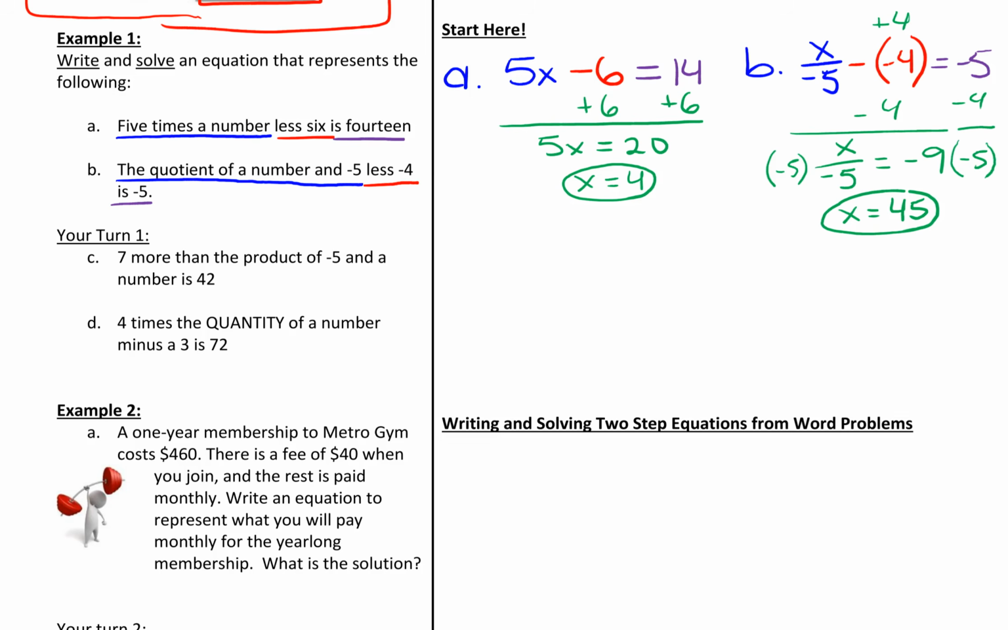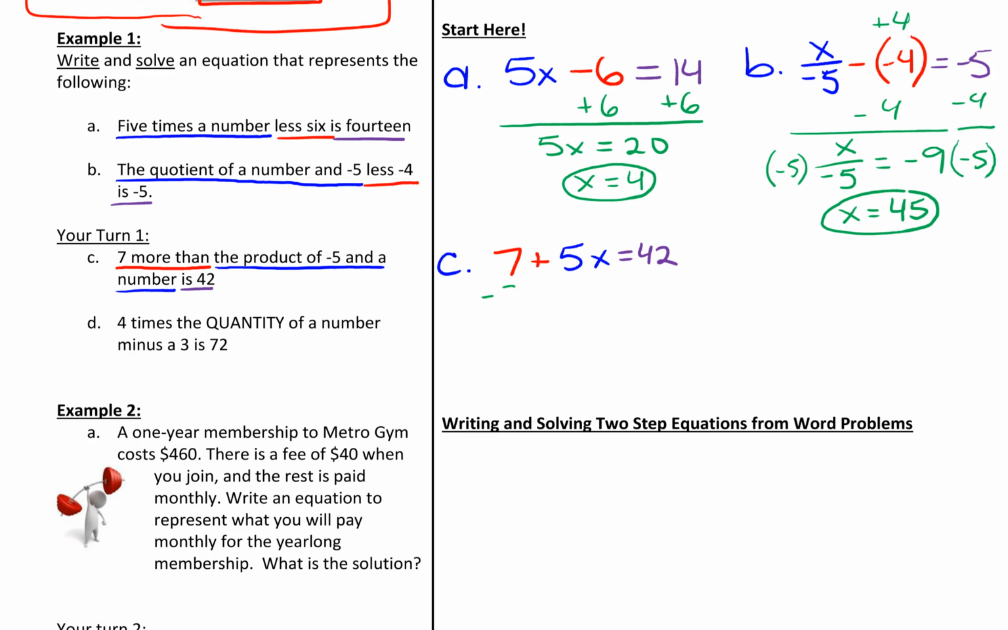Okay, so with letter C, 7 more than the product of -5 and a number is 42. So we're actually starting with our number term here, and if we're writing it exactly as it said, we'll start with that, 7 more than something. So 7 plus something, the product of -5 and a number. That's going to be our variable term. So -5 times a number, I'll say -5 times x, or -5x here, is 42, equals 42.